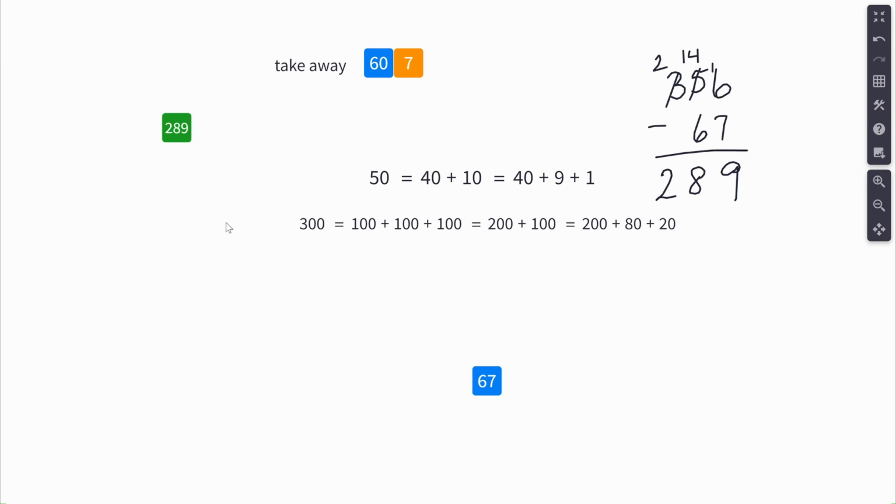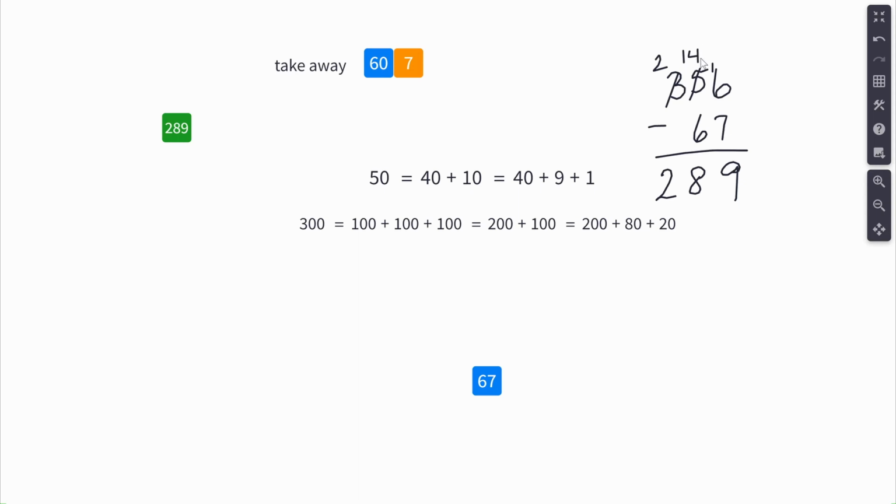When we look at the algorithm, we start to see that this is just a shorthand notation for what we did. We had 6 ones and we needed to take away 7, but there aren't enough to take away. So we broke these 5 tens into 4 tens and 10 ones, and we wrote that little 1 next to the 6 to make 16 total ones. And then we can take away 7, and we're left with 9.